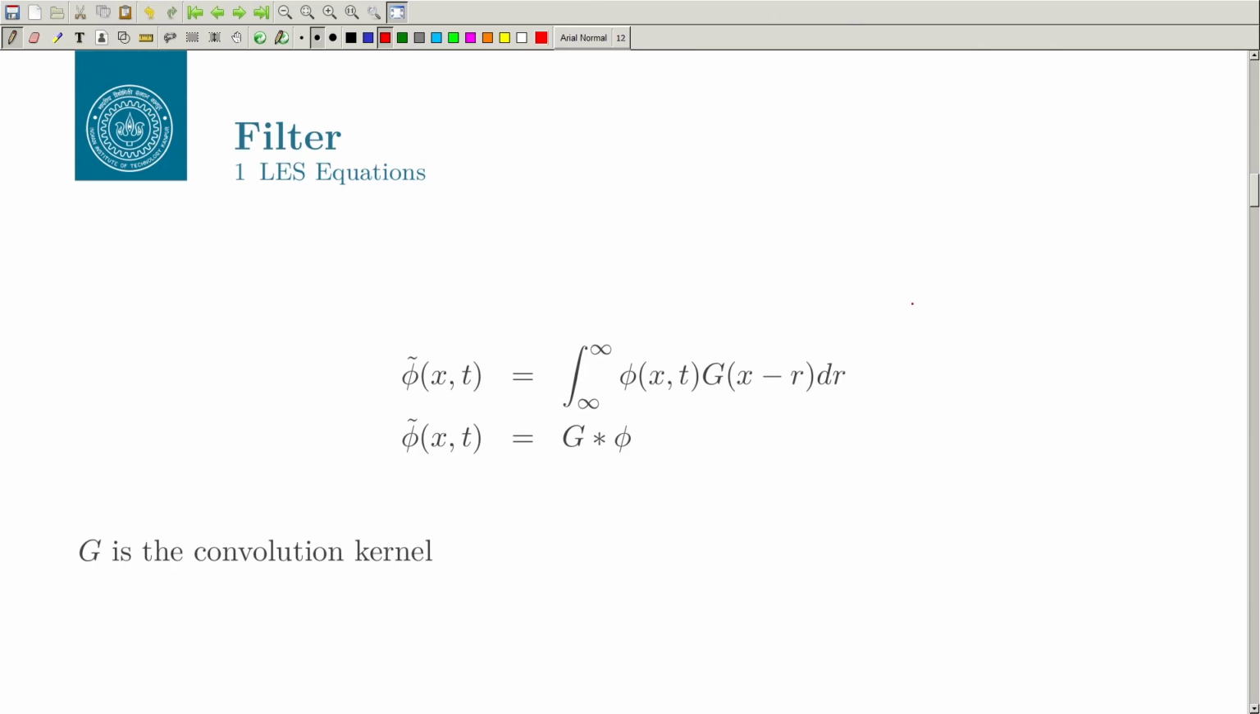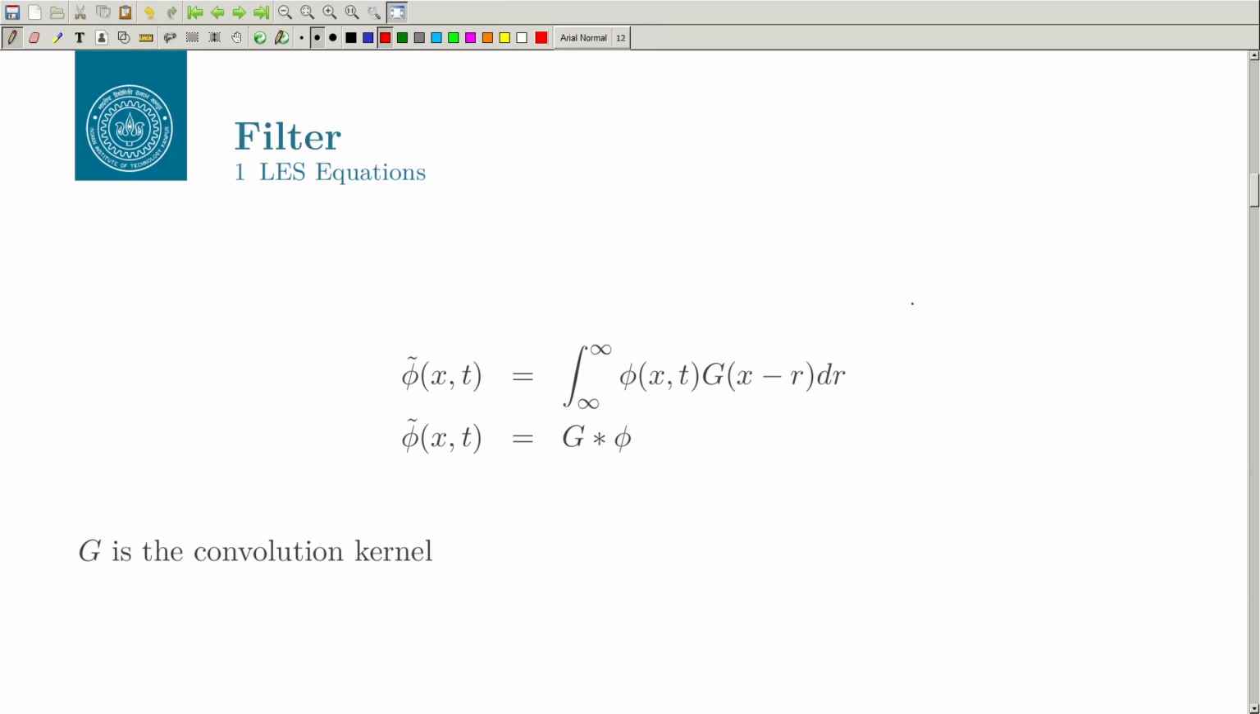So, even if you are using an explicit filter LES, it is a good idea to go through how these equations are derived, and the same concept will be useful whether you are using an implicit filter or an explicit filter.